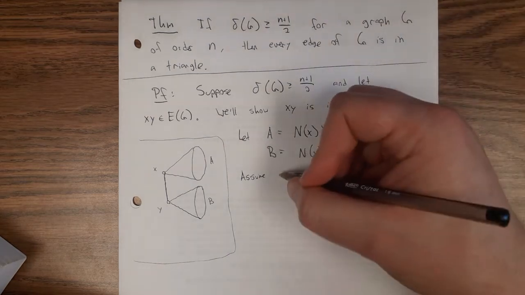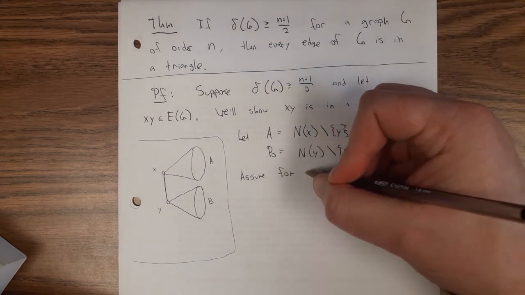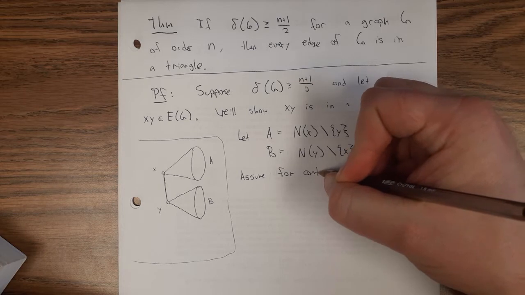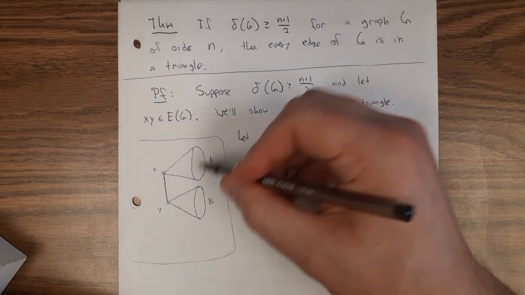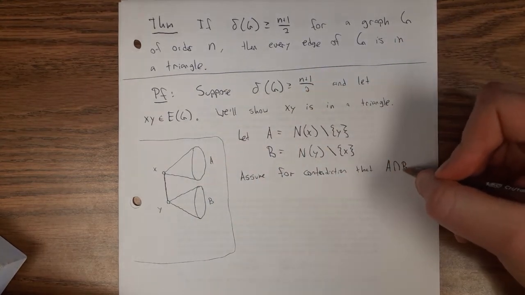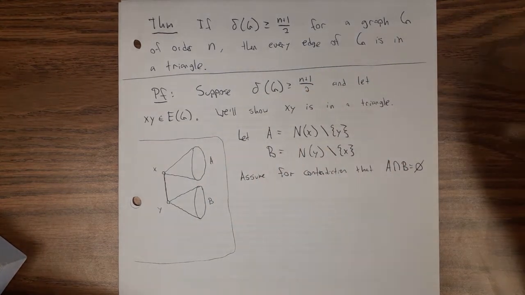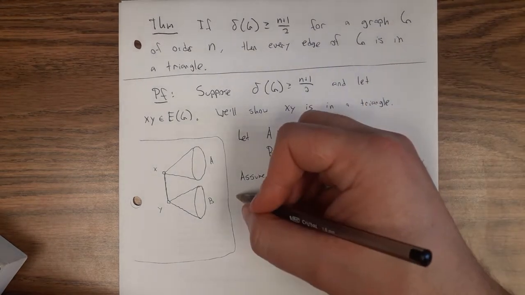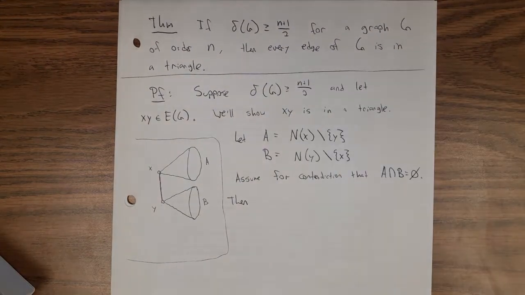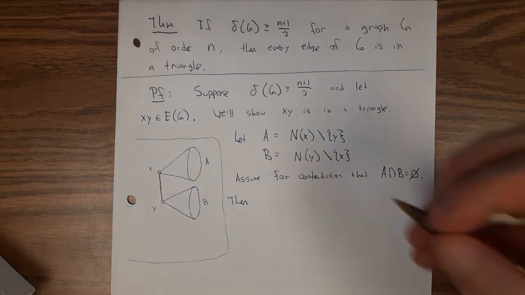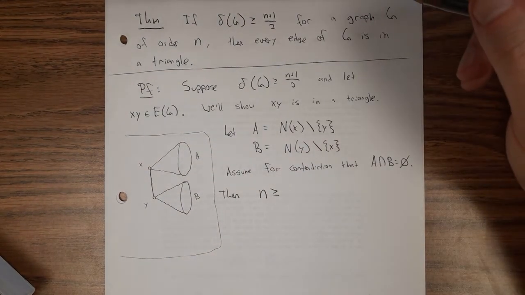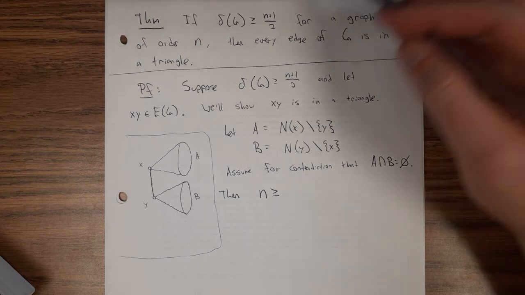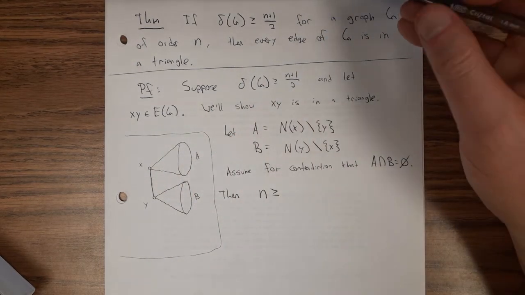And assume for the sake of contradiction that they don't overlap. In other words, the intersection is empty. Then what am I going to do? I'm going to count the vertices again. Well, first of all, there's just n vertices. But how many different vertices do I see in the picture?